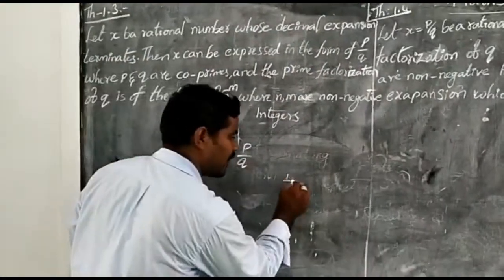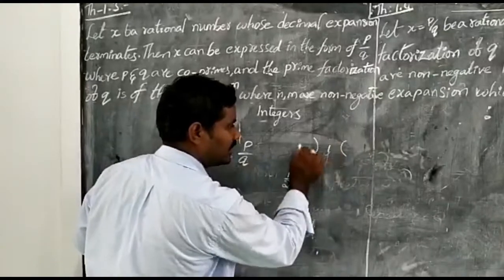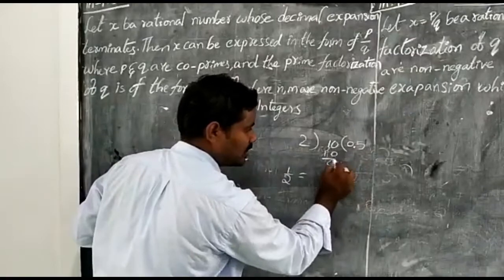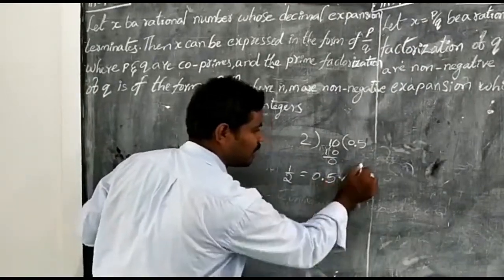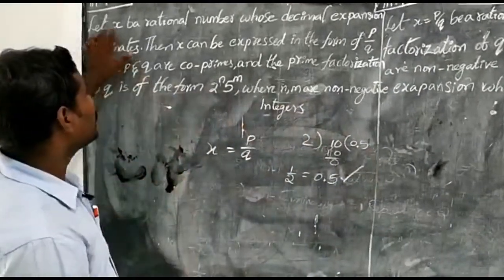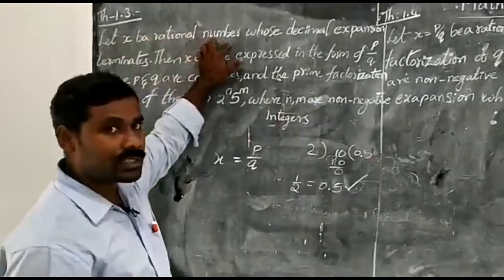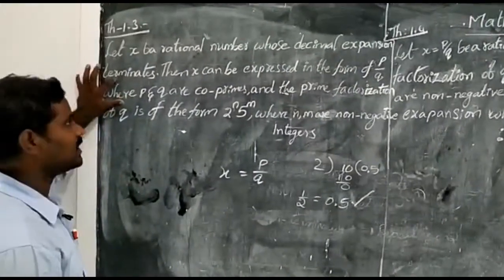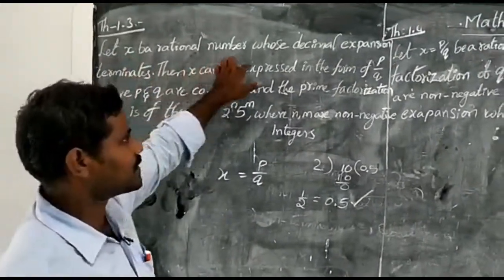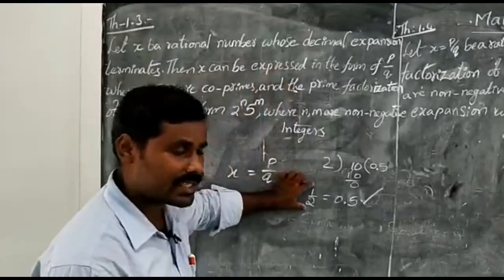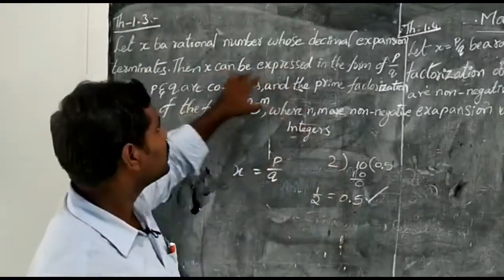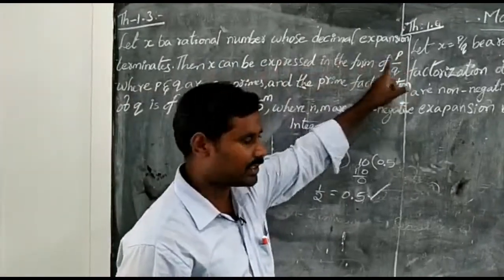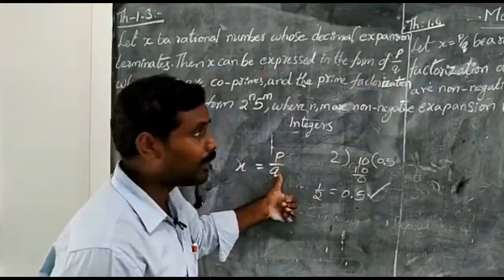For example, I am taking 1 by 2. It is 1 divided by 2. It is not possible, so 0. Now it is 10, 5 times 2 is 10, remainder 0. That means 0.5. It terminates. If x is a rational number whose decimal expansion terminates, then x can be expressed in the form of p by q.